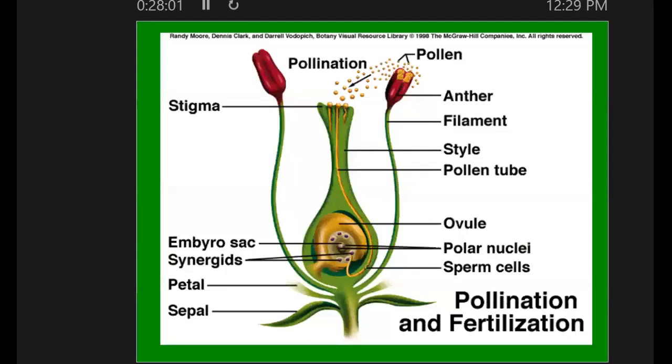But the job of the pollen grain is to find the stigma. So what is being shown here is pollination. Transfer of pollen from the anther to the stigma, that's the definition of pollination in the angiosperm world. Okay. Transfer of pollen from the anther to the stigma.